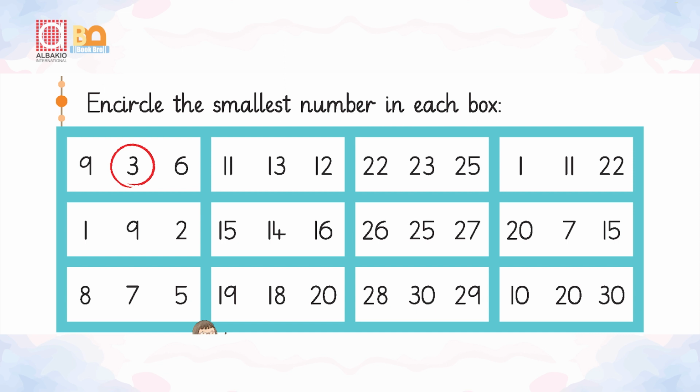Are you ready? We have 3 numbers, 26, 25 and 27. Now the smallest number is 25. Now we have 10, 20 and 30. Which one is the smallest one? 10. Great. Now look at these numbers. 15, 14 and 16. Which is the biggest number? Obviously 16 is the biggest number.